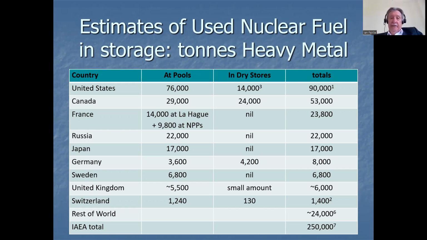But you can see Canada has got a lot of used nuclear fuel. So does France, Russia, Japan, Germany, Sweden, and United Kingdom. If you add them all up, you get 250,000 tons of heavy metal in terms of spent nuclear fuel around the world. That's a serious problem, and I put it in here because it's a useful piece of information. Next slide.